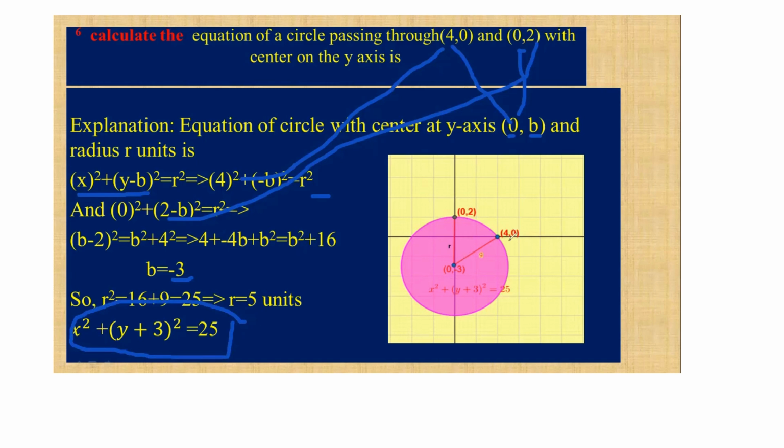Here are the two points on the circle. This is the center of the circle. The distances from the center to (0, 2) and from the center to (4, 0) are equal. So the radius of this circle is 5 and the center is (0, minus 3).